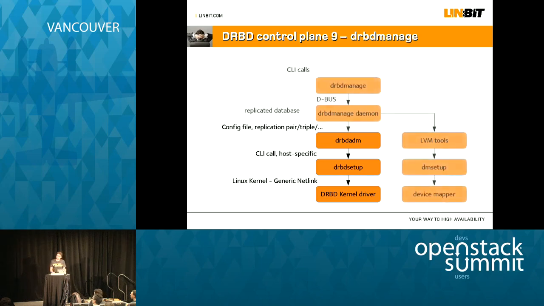Here it is. DRBDManage is a daemon on top of that. It can spit out config files on your nodes. It can create the logical volumes where your data lives, which you replicate. It does that for you. And it has a D-Bus interface to a CLI tool. So pretty easy, right?